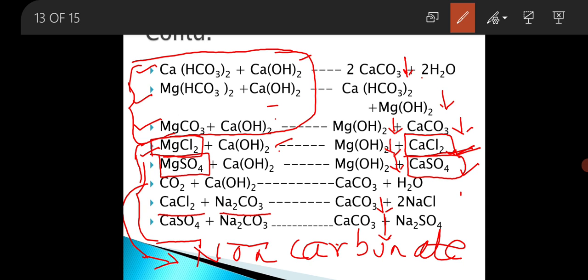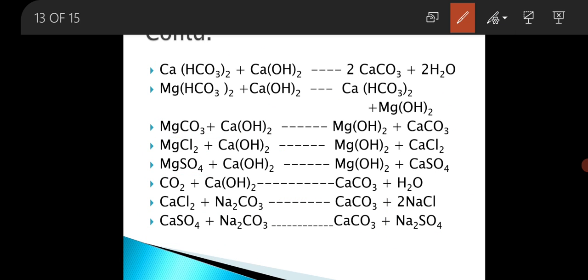These are the non-carbonate hardness of calcium. When they react with soda ash, they will form CaCO3, which is insoluble. So lime soda also helps in removing the free dissolved carbon dioxide, if it exists in the given water. So see the reaction.